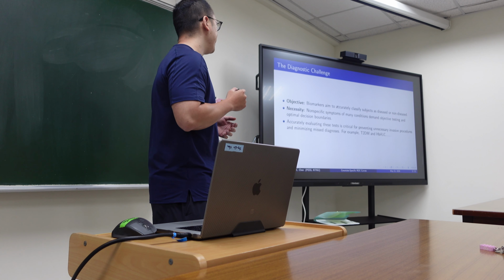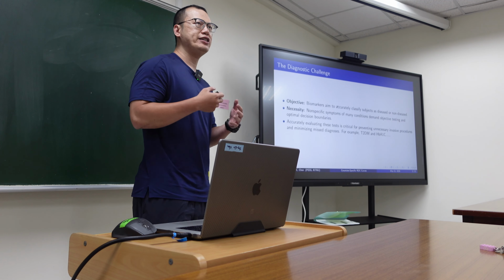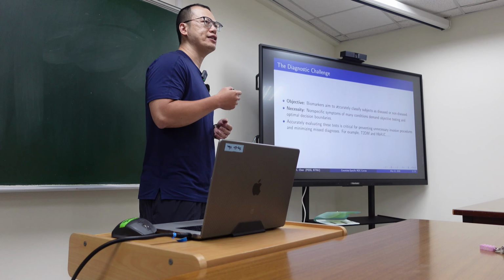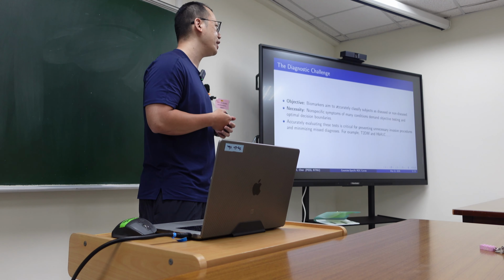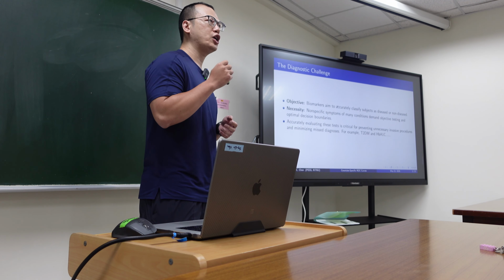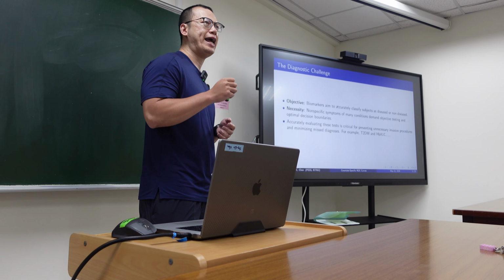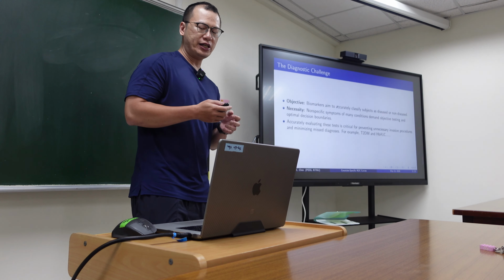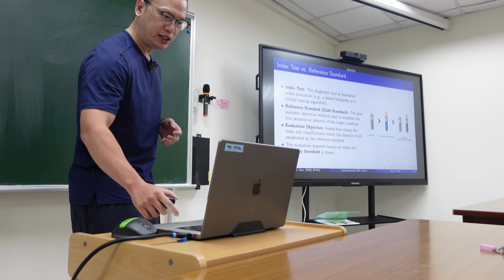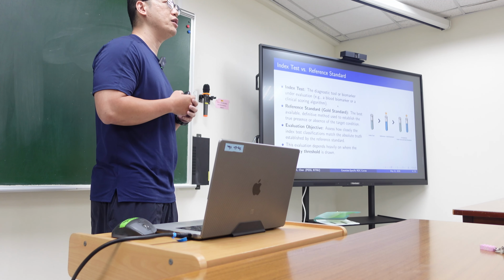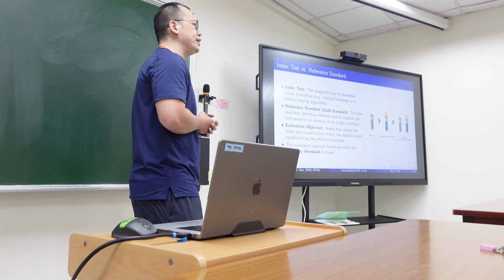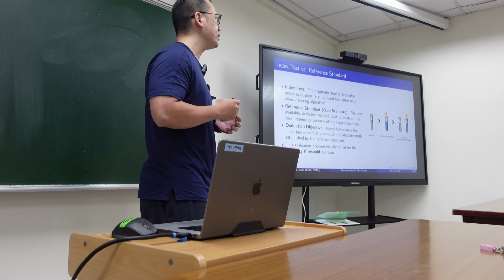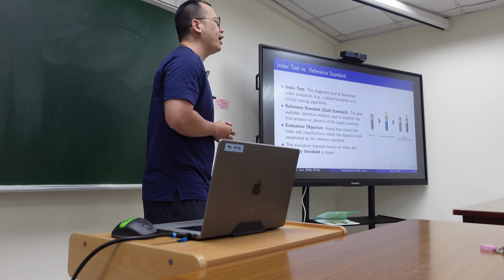For example, in order to diagnose type 2 diabetes mellitus, the gold standard will be to test the blood HbA1c level. So it introduces two different kinds of terminology, that is the index test versus the reference standard.